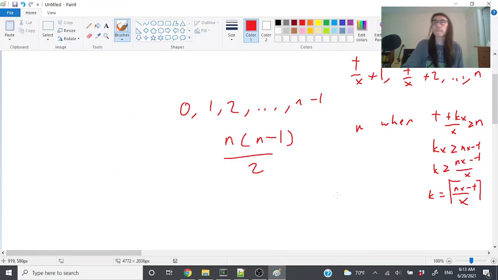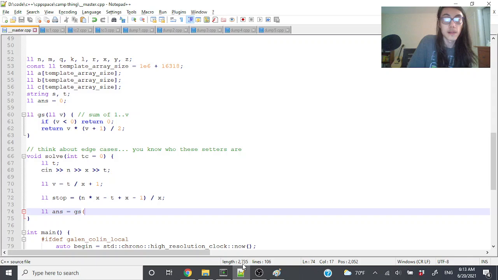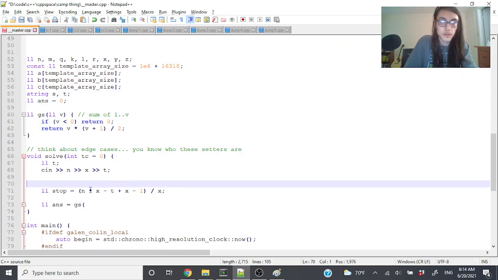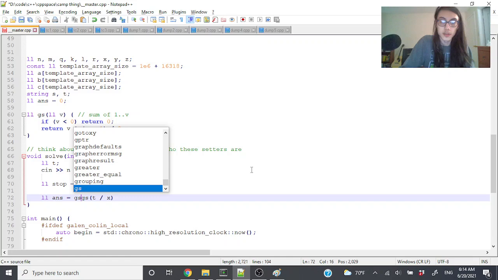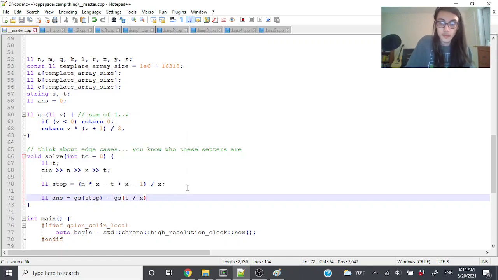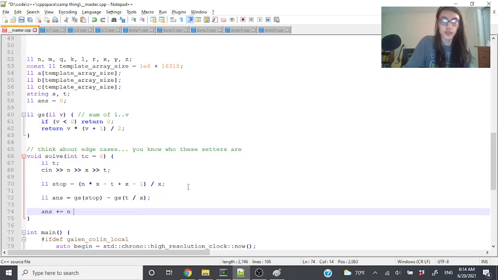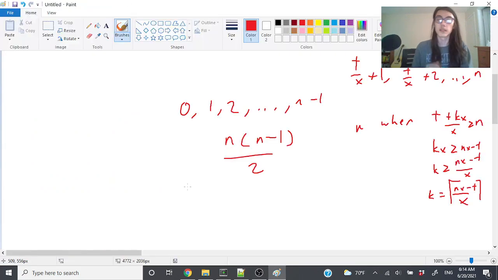So initially k equals 1, then k equals 2, etc. So it's t over x. I have to subtract that from stop, minus that. And it's plus equals n times m minus stop. That's the leftover.